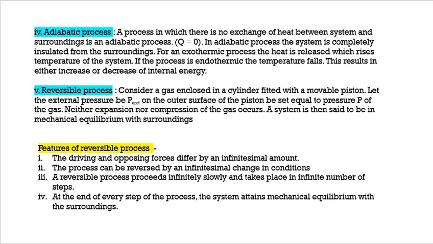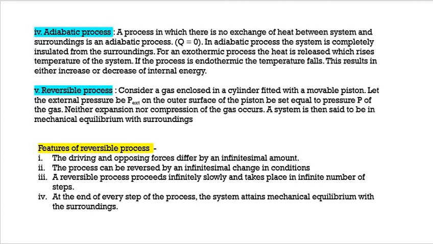Reversible processes. Let's understand with an example. There is a gas in a cylinder with a movable piston, and one external pressure which we are considering, P external on the outer surface of the piston, is set equal to the pressure of the gas, which is P. Neither expansion nor compression of the gas is happening. Then the system is called to be in mechanical equilibrium with surroundings.